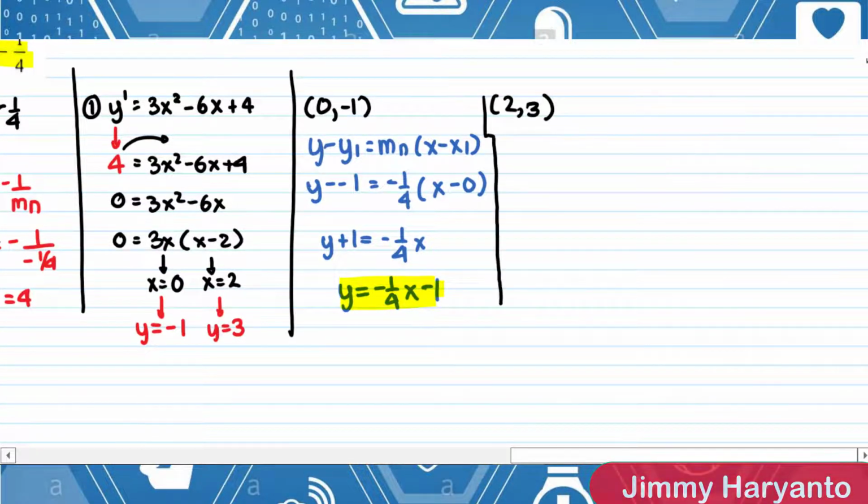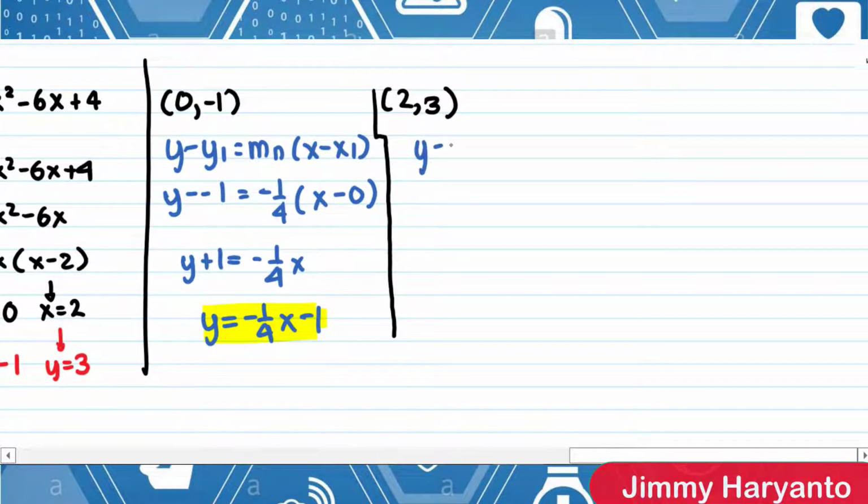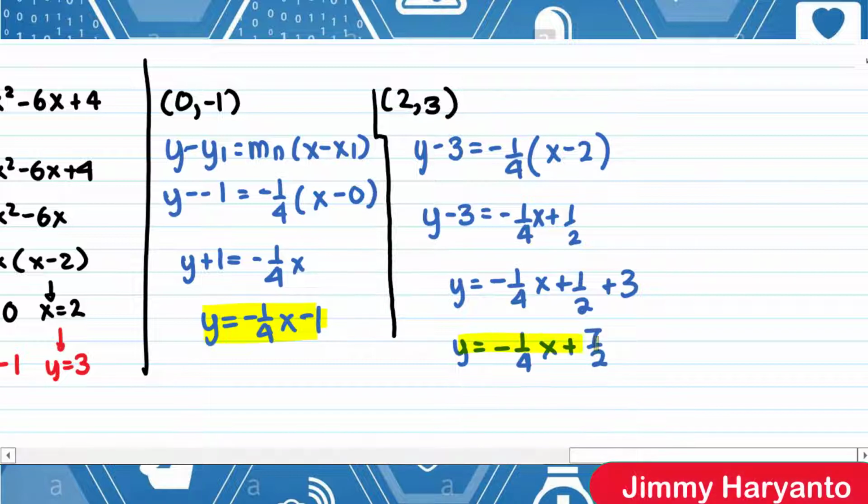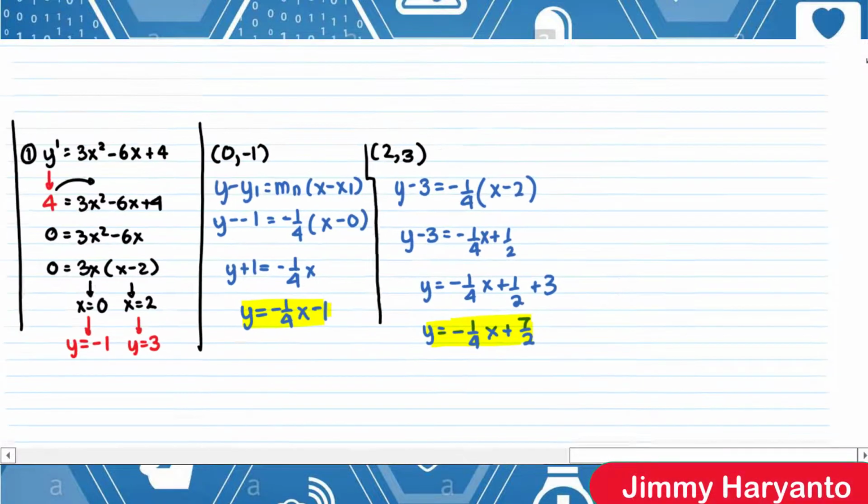Next is the second normal line. You will have y minus y1, 3, equals to the gradient of the normal, negative 1 over 4, times x minus x1, which is 2. So y minus 3 equals to negative 1 over 4x plus half. Okay, good. Next is y equals to negative 1 over 4x plus 1 over 2 plus 3. Yeah, plus 3 means 6 over 2, so 7 over 2. Negative 1 over 4x plus 7 over 2. And this one is the second normal line.